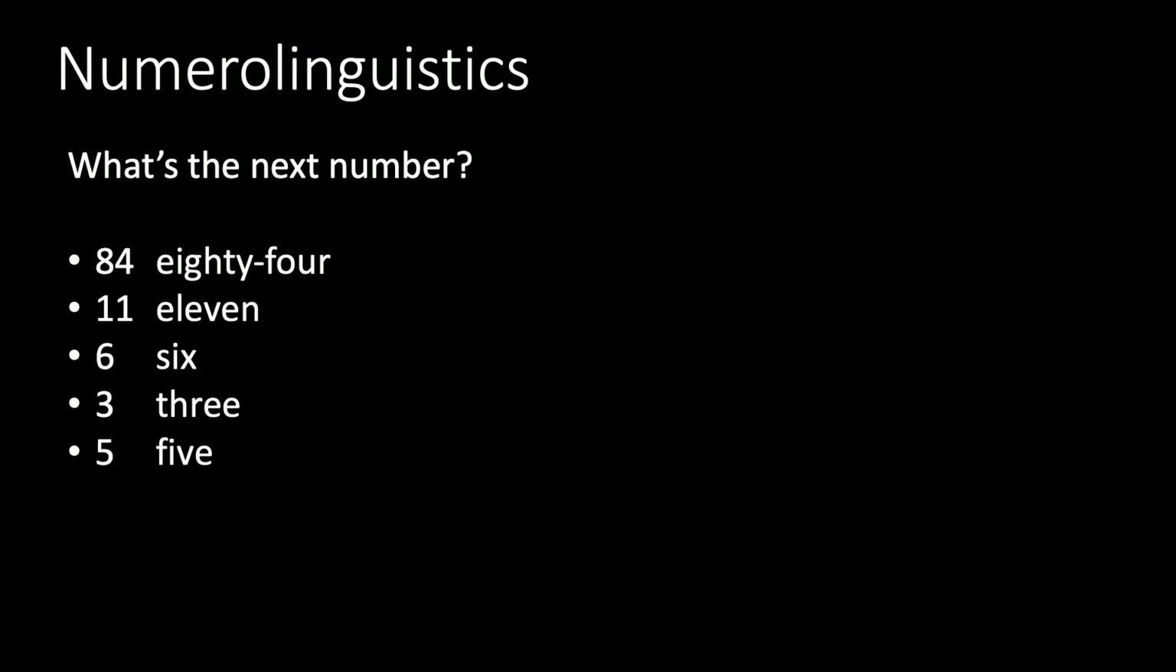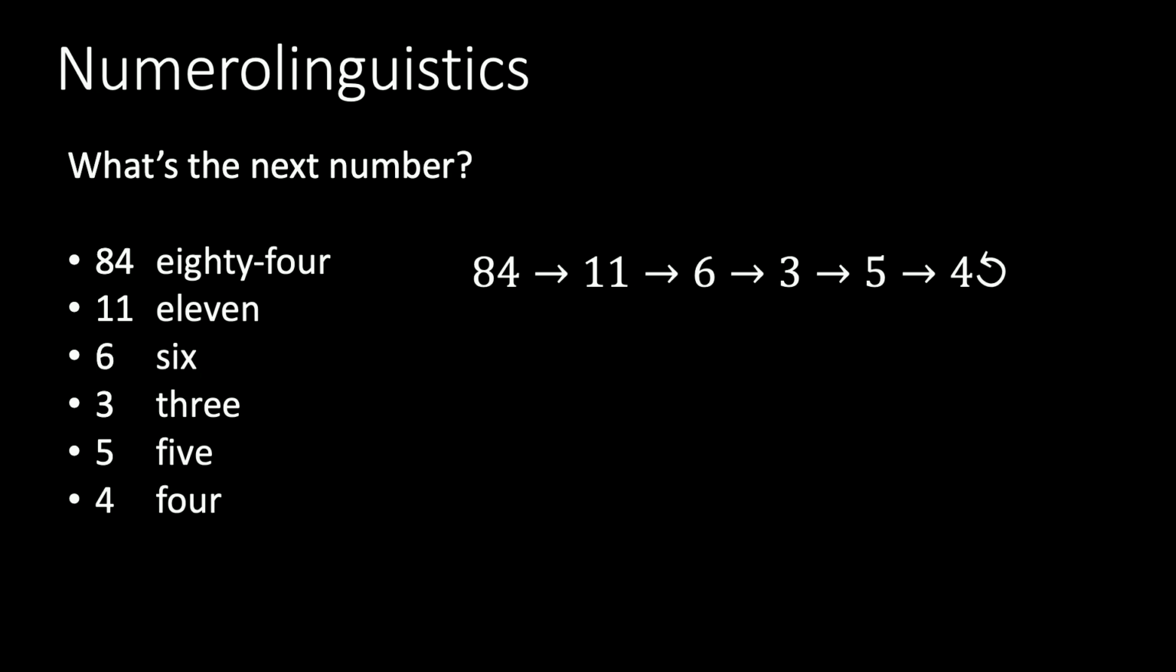11. How many letters in 11? 6. How many letters in 6? 3. How many letters in 3? 5. So the next number is, how many letters in 5? 4. How many letters in 4? Oh, it's 4. That's interesting. It's 4 again. My favourite number is 4. Of course, it's fate. Let's try starting at a different point. So there you can start with 84, you get to 4, and then you're in a loop. If you start anywhere else at all, any other number, you end up at 4, and then you're stuck.